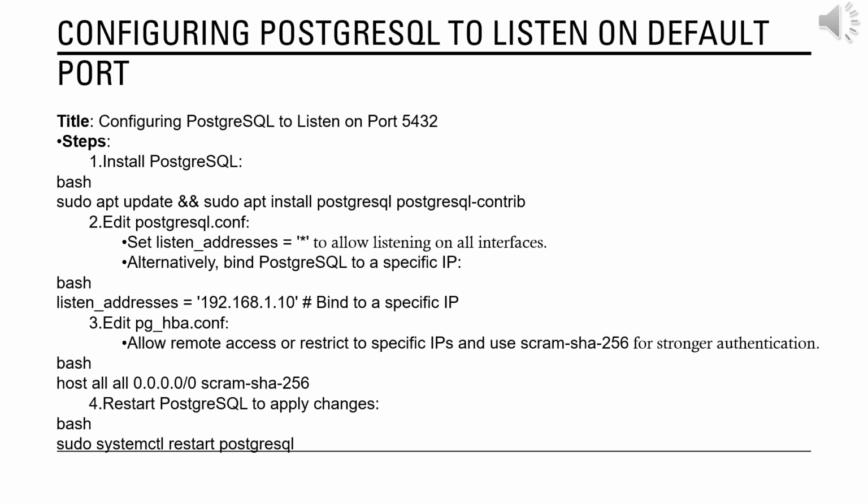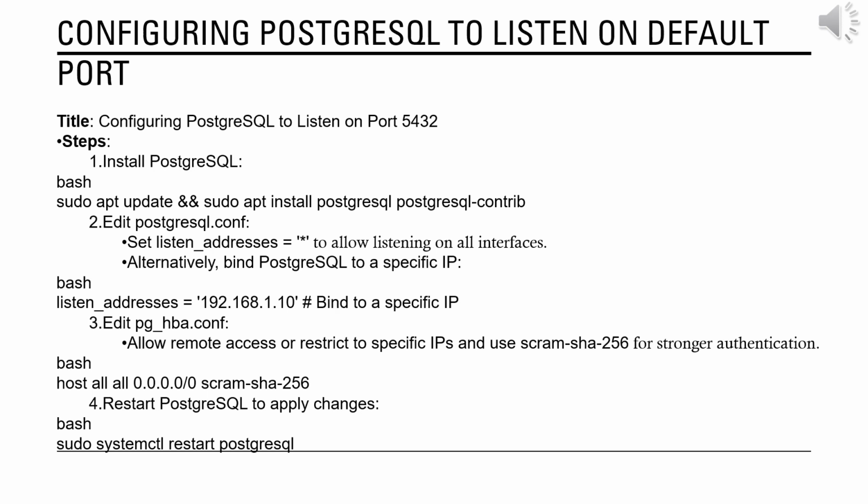Now, configuring PostgreSQL to listen on the default port is a few main things. The hardening recommendations were just on one slide. This one, we're just going to go over the configurations of the default port. Steps to do that would be to install. Next step would be to edit, and then third step would be to edit as well, and then the fourth step, final step, would be to restart.